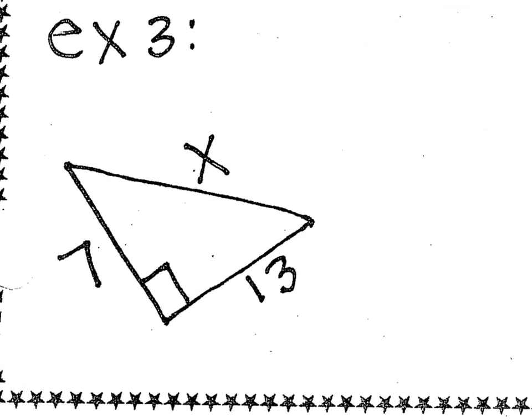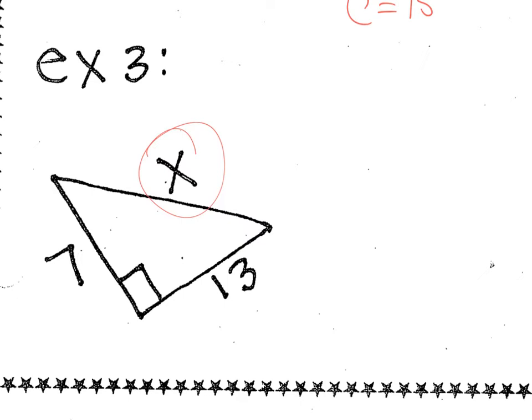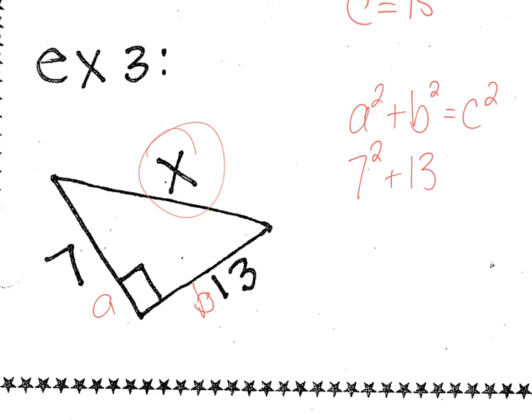Okay, last example on this page. I've got 7, 13. Those are both my legs, and I'm looking for my hypotenuse again. So, again, a squared plus b squared equals c squared, plugging in my numbers. So I've got 7 squared plus 13 squared is equal to c squared.